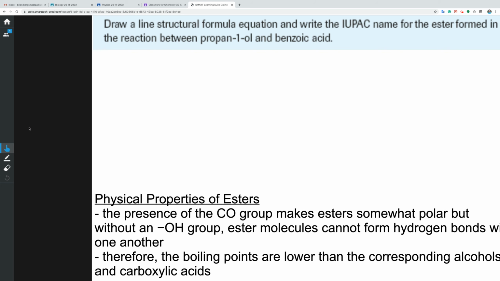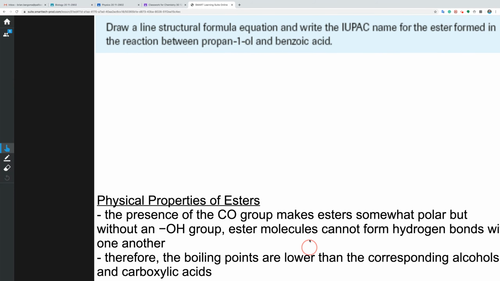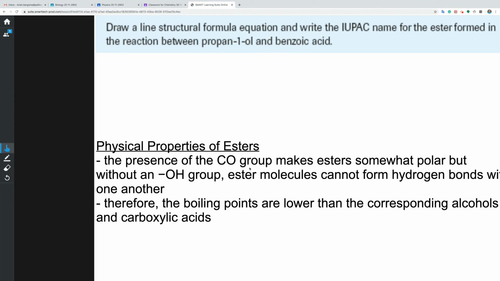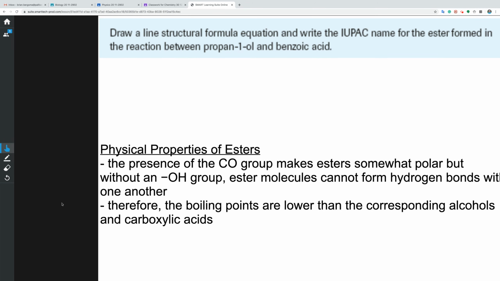All right, so physical properties of esters. They have the C=O group, which makes them somewhat polar, but they're missing that OH group, so there are no hydrogen bonds. Their boiling points are therefore lower than alcohols and carboxylic acids. But they are somewhat soluble, and they'll have a higher boiling point than the corresponding carboxylic acids and alcohols.